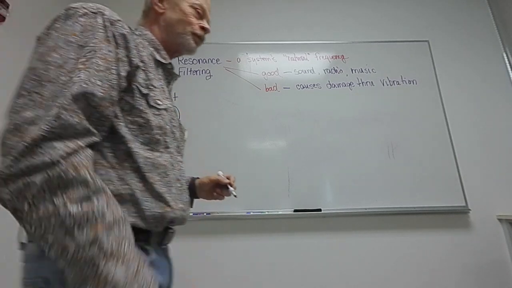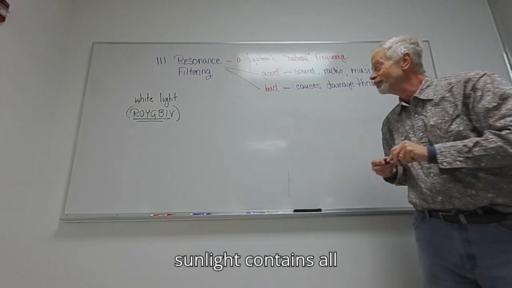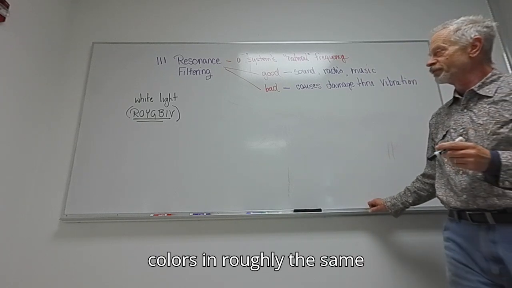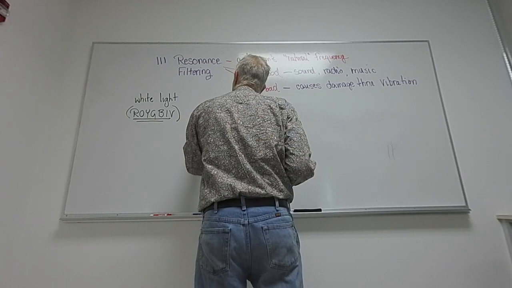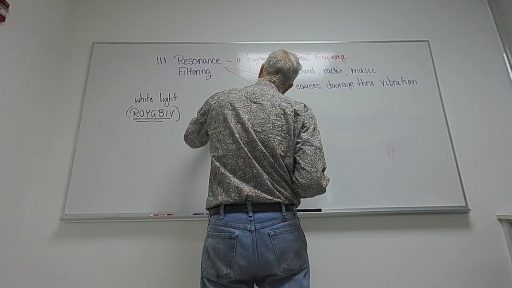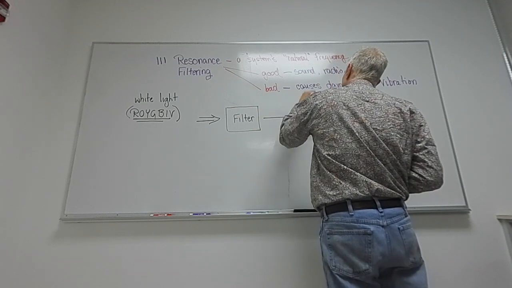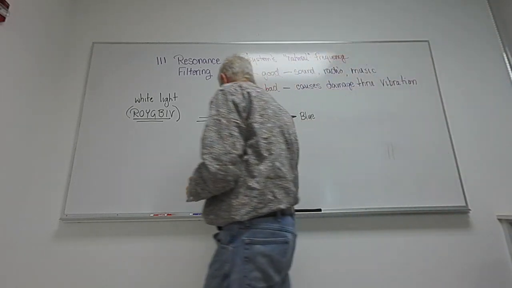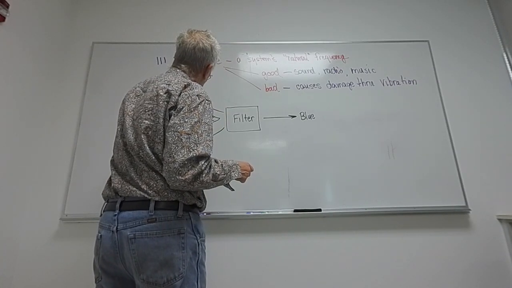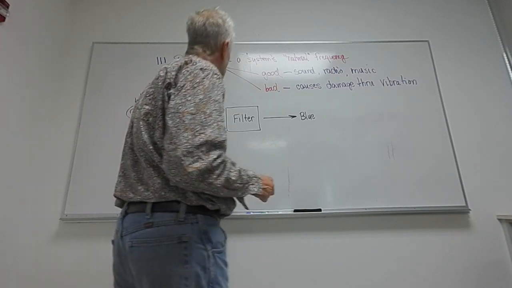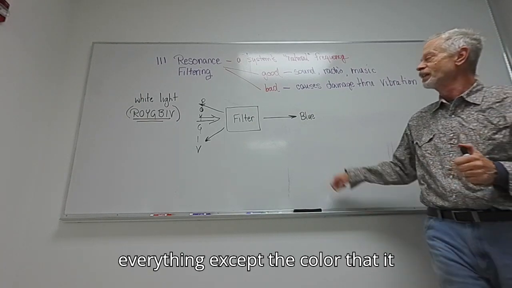White light contains all the colors. Sunlight contains all colors in roughly the same proportion. If we take that white light and put it through a filter, we can get, say for example, blue light. The filter blocks or reflects back everything except the color that it allows through.